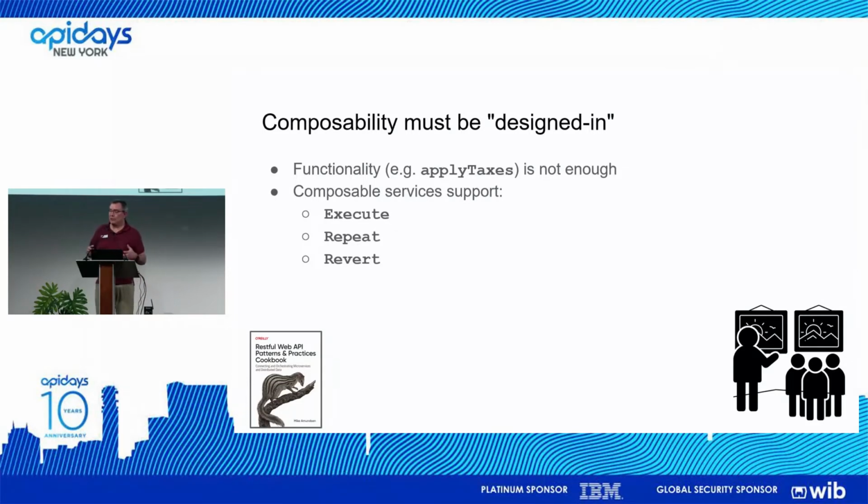Basically, a function is not enough. I need a few basic elements. And what I'm going to say here is what I talked about earlier. I need to be able to execute the task. I need to be able to safely repeat it over and over again in case I don't get an answer, or I have to restart, or somebody else asks me. And I need to be able to revert it, to undo it. That's a minimum for a composable service. I have to execute, revert, and repeat.